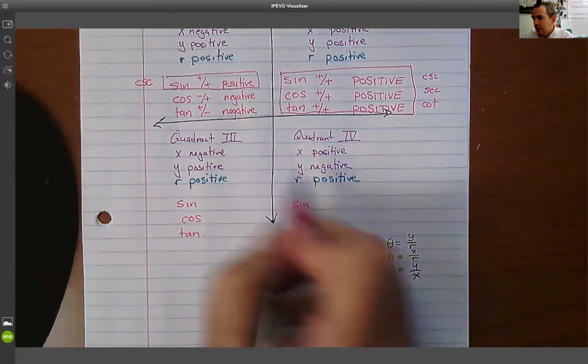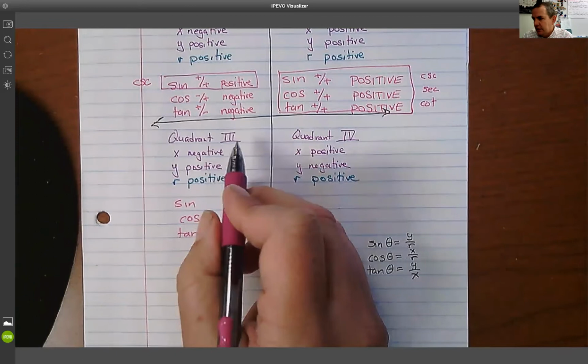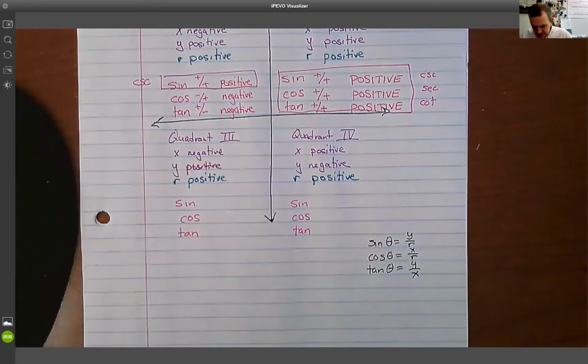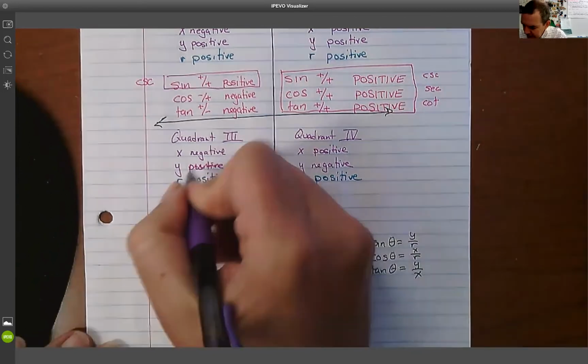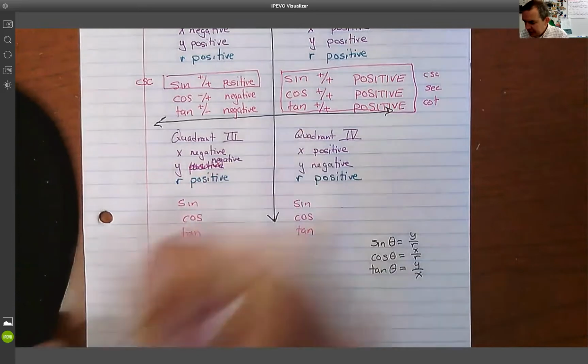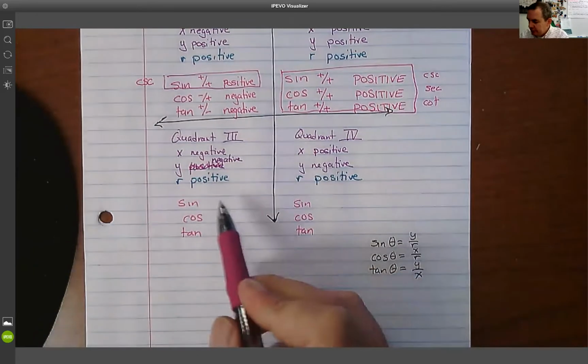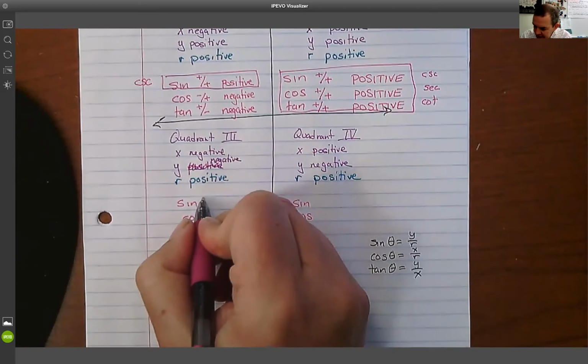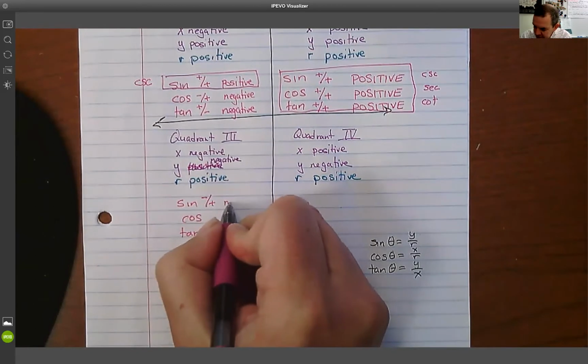Quadrant 3, y over r, positive. And this, oops, sorry, that's a mistake. I just missed that. Y is actually negative here. So y is negative here. Okay, so sine, y over r, negative over positive. So that tells me a negative divided by a positive gives me sine being negative.